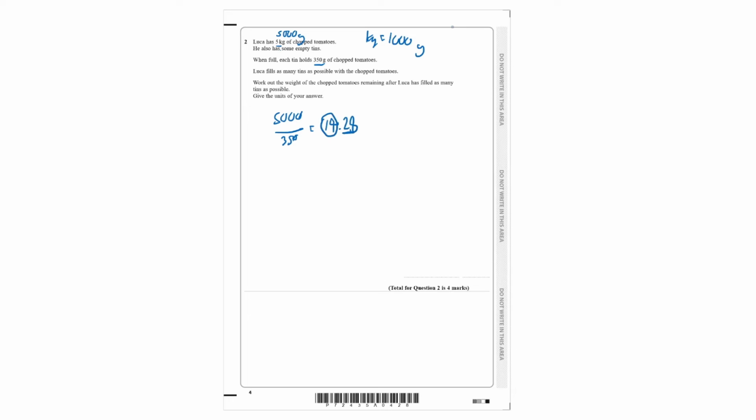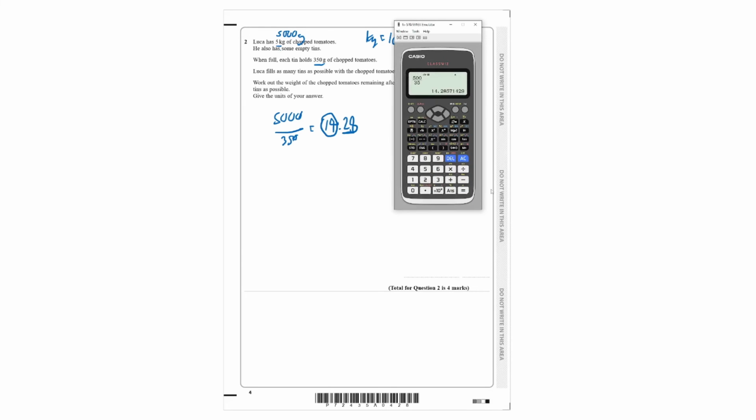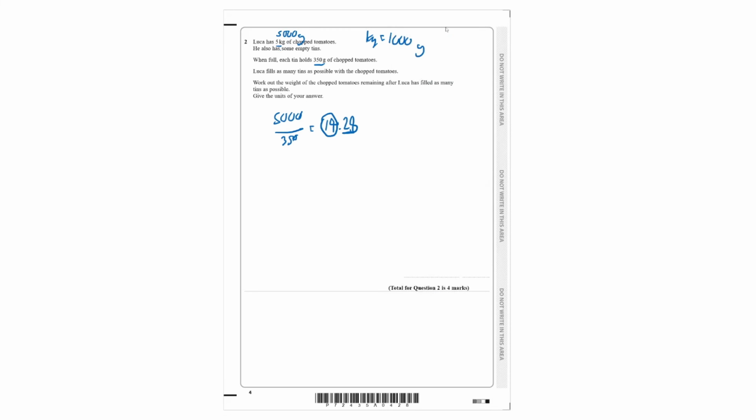So we have to find 14 times 350. 14 times 350 gives us 4,900. So in order to find the leftover, we subtract this 4,900 and we're left with 100 grams of chopped tomatoes left. 100 grams.